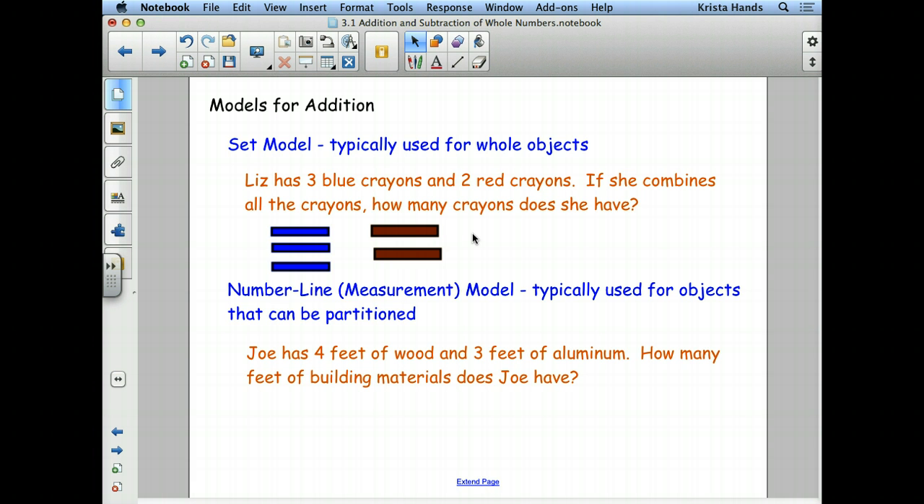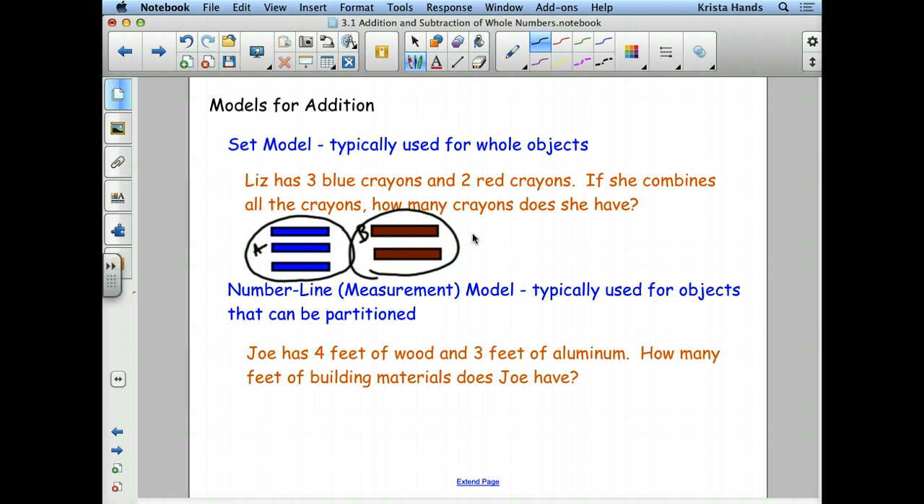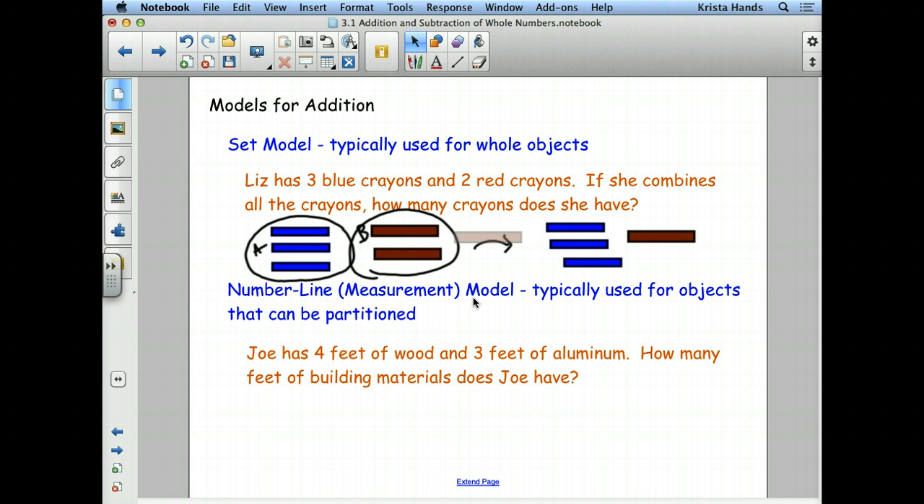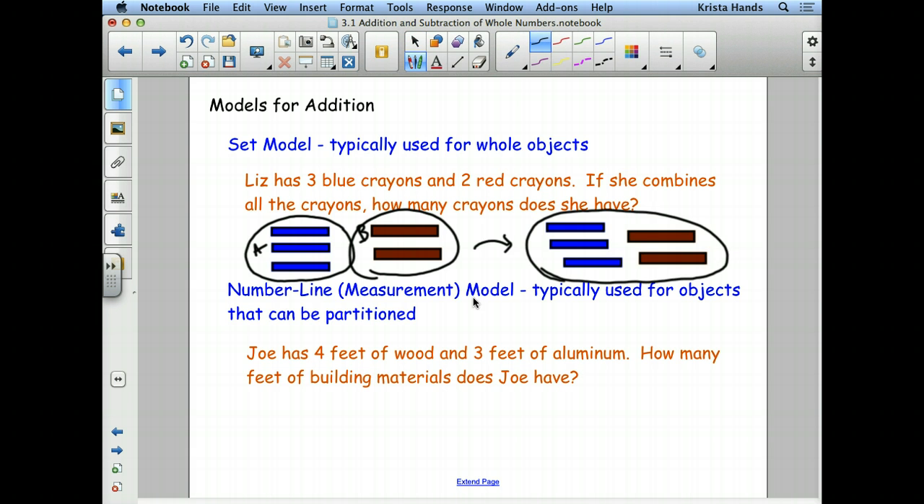So I've got these 2 sets that I'm going to then combine together. These are basically 2 different sets. This is, for instance, set A, and this can be thought of as set B. If we combine them together, the result will be the same picture that I already have, but all combined into the same set. So here's 1, 2, 3, and the result is, of course, 5 crayons. This is the picture that would go with a set model. You can actually physically draw it most of the time.